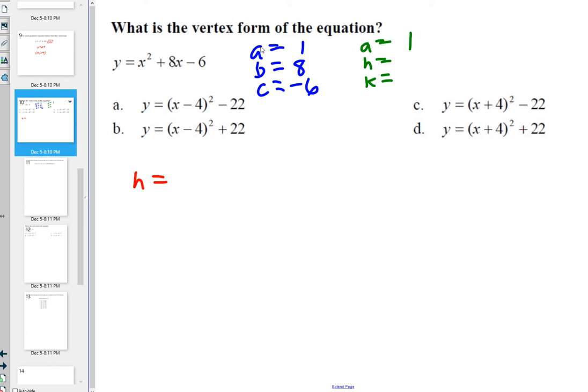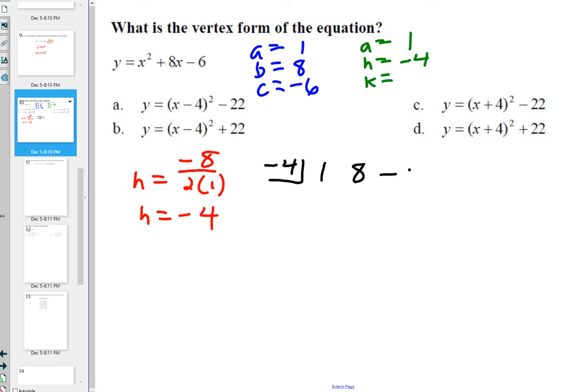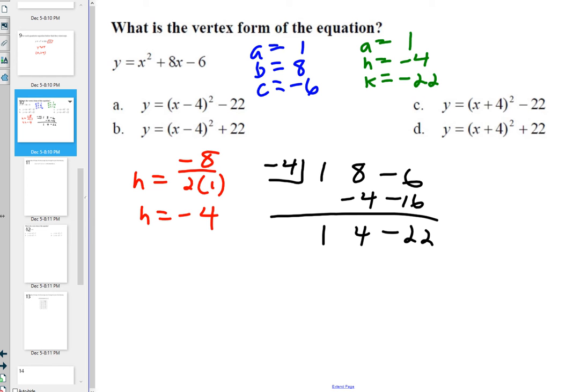Negative B over 2A. Negative B over 2A. -8 over 2 times 1 is going to be -8 over 2, which is -4. Bam, I got my H. And then now I would find K by plugging in -4 into 1, 8, and -6. K ends up being -22.